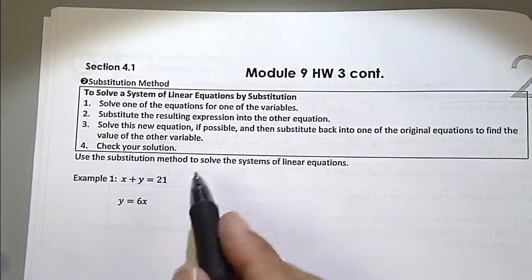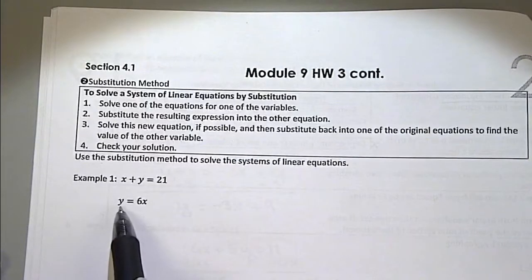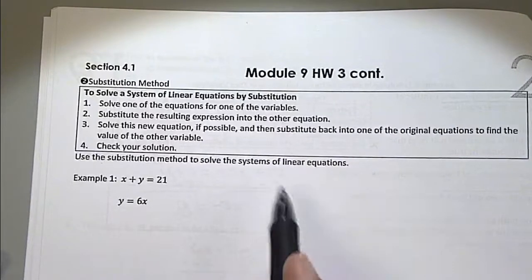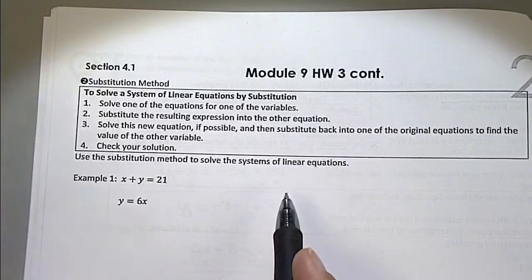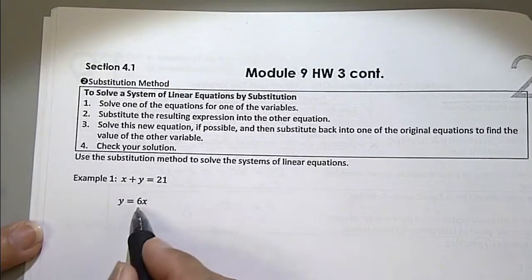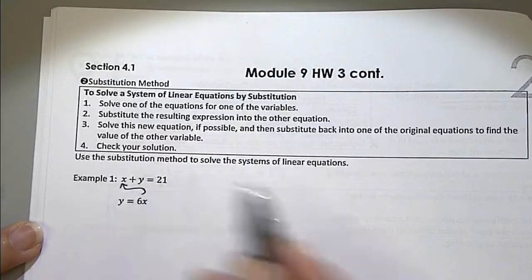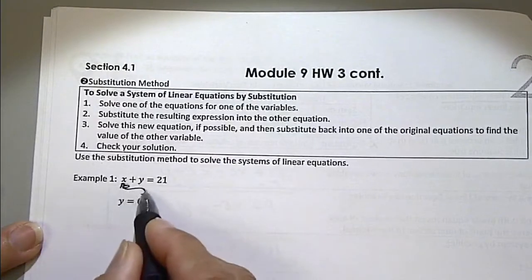So first, we're going to solve for one of them. It doesn't matter which one, but look, this one is already solved for y, isn't it? This one is y is equal to 6x. So step one is done for me in this one. One of the equations is solved for one of the variables. Are you good with that? I mean, it doesn't matter if it was solved for y or x. So I now can take 6x and plug it into the other equation for y.